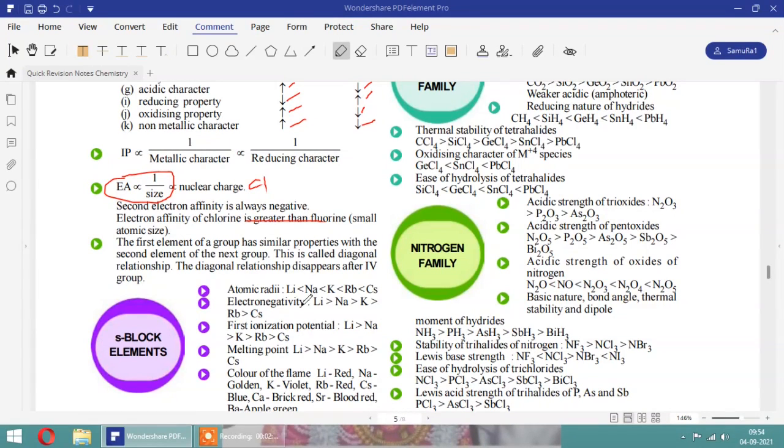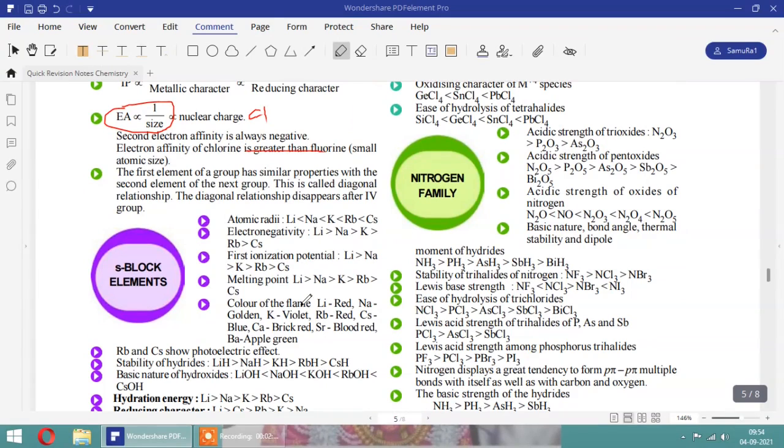Atomic radii, s block elements. Atomic radii: Li less than Na less than K less than Rb less than Cs. Electronegativity: Li greater than Na greater than K greater than Rb greater than Cs. First ionization potential: Li greater than Na greater than K greater than Rb greater than Cs. Melting point. The color of the flame.